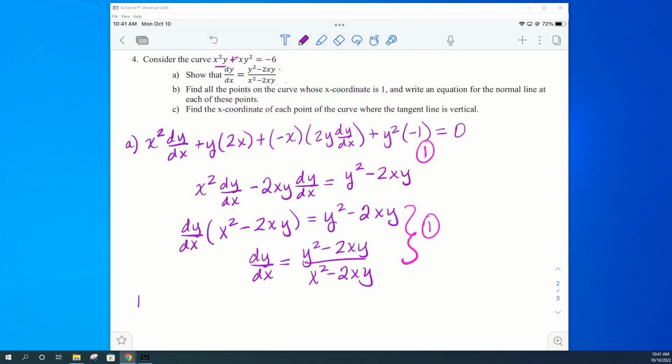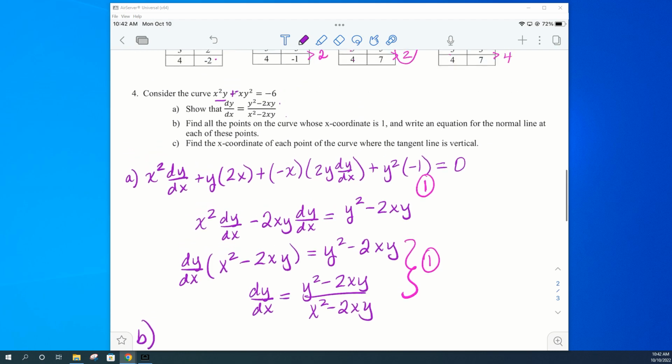All right, letter B. Find all the points on the curve whose x-coordinate is 1. Write an equation for the normal line at each of these points. So remember, as you're doing a free response, you want to read it through once, and then if they give you a command, do what they say. Find all the points on the curve whose x-coordinate is 1. Stop and do what they say. Well, whose x-coordinate is 1.